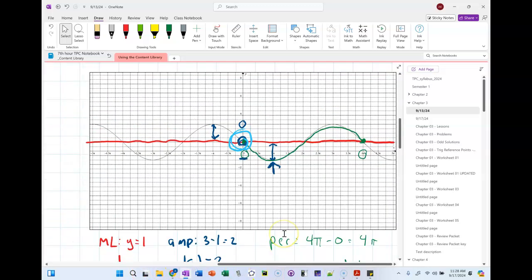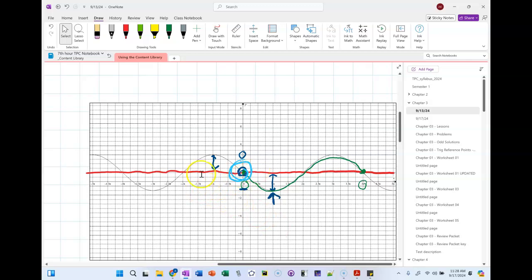Let's do it for another one. So if I look at this guy, first thing I do is I look for that midline, just using my eyeballs. Again, I'm not doing anything fancy here, just kind of looking at the picture, right? So there's my midline. That happens at y equals 1. I look at my amplitude. I start at y equals 1, and I went up to y equals 3. So that amplitude is 2.